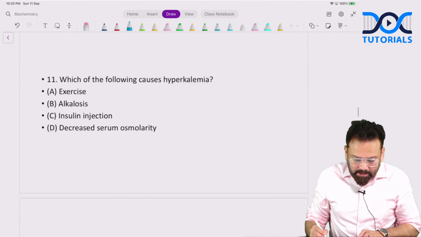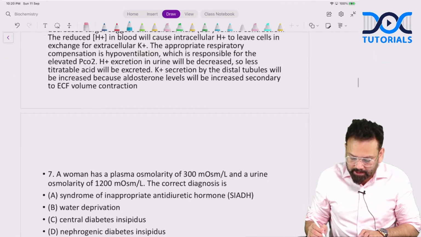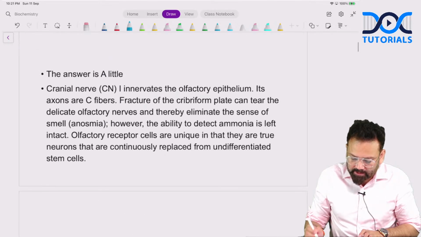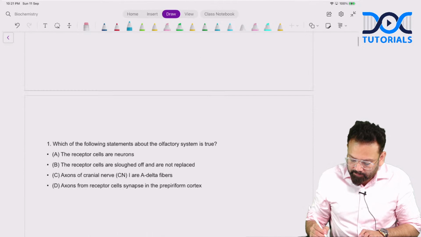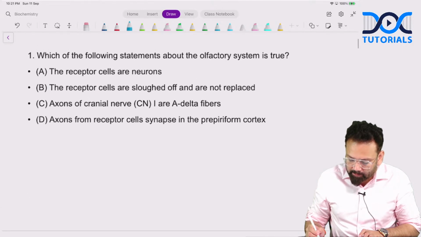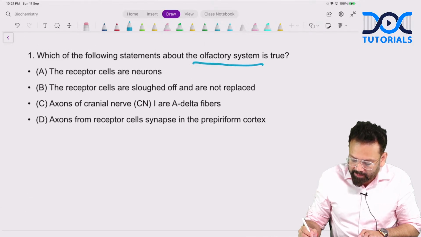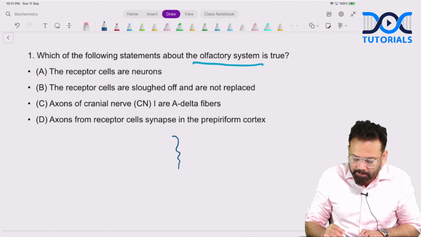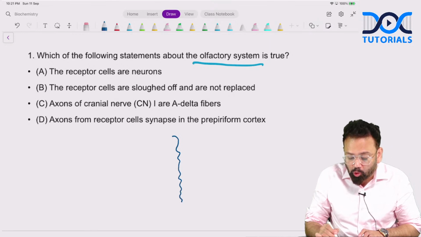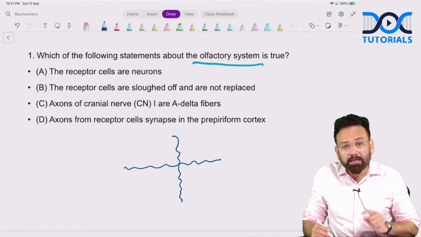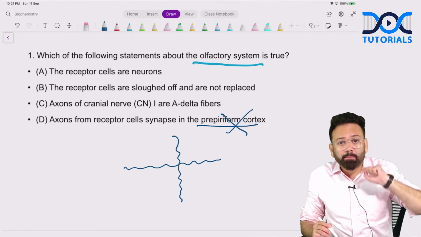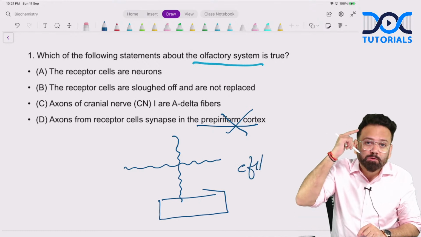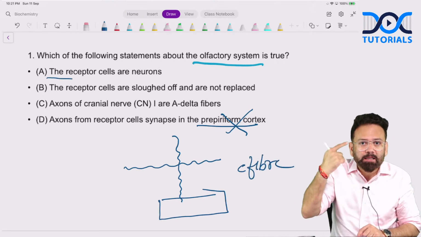The receptor cells are neurons. Absolutely correct. They cross the cribriform plate, not the prepiriform plexus. These end in the olfactory bulb, and these are C fibers, not A beta fibers. Receptor cells are neurons. True. Receptor cells are sloughed off and not replaced? No. These receptors are continuously replaced. Remember, the olfactory receptors are in the roof of the nose, and these are continuously replaced.